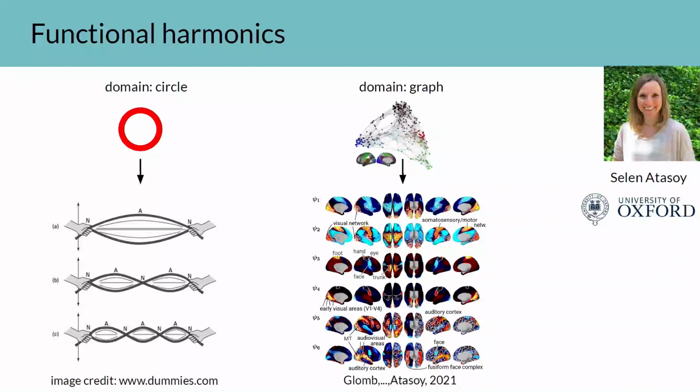And we are all familiar with the Fourier transform, where we use sine and cosine waves to decompose our signal into these simple components. And suffice it to say at this point that functional harmonics are nothing else but the corresponding thing to sine and cosine waves on the domain of the circle, but applied to the graph. And I'm going to show you what that means in practice.